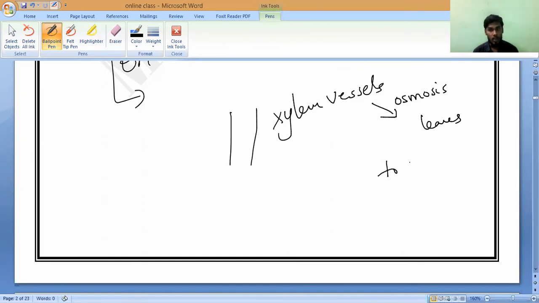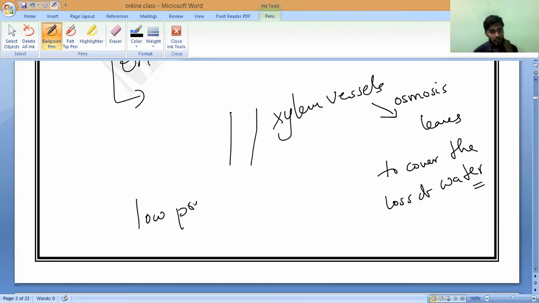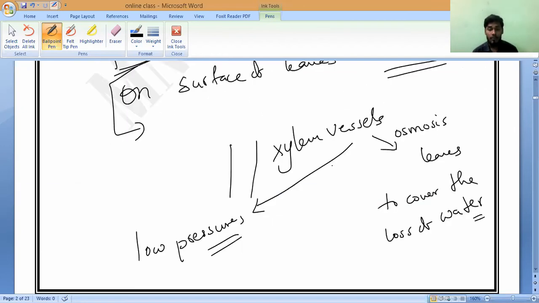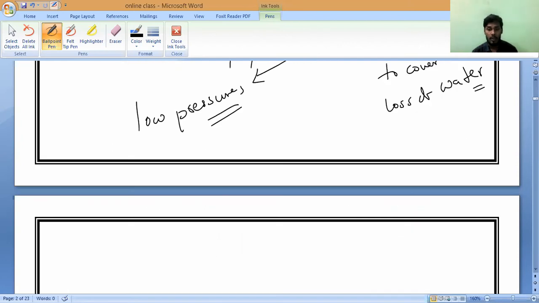Osmosis to cover the loss of water. Because by the process of transpiration, we are creating what? Low pressure. So water is traveling from high pressure to low pressure. Do you understand or not, all of you? Same way like our cool drink. When we are drinking the cool drink, how is it happening? Same thing.